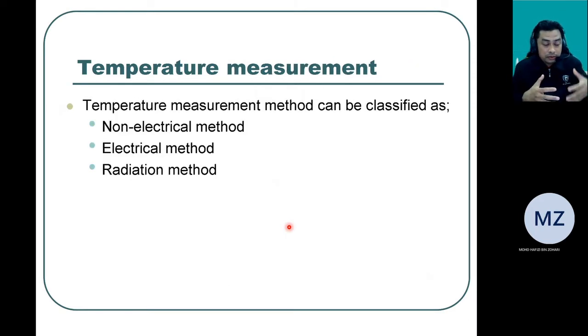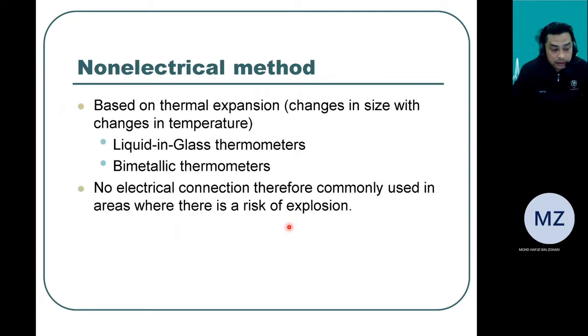All right. So we're going to finish with that simple concept of measurement. Now we're going to look at the three types of measurement method: non-electrical, electrical, and radiation. The first one is the non-electrical method. We look at two kinds of non-electrical method, which are liquid in glass thermometers and bimetallic thermometers. This kind of method, which is not electrical, we frequently use.